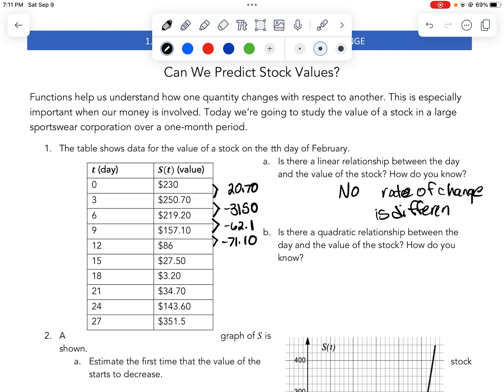So is it quadratic? Well, let's see. We talked a little bit about how we can look at those second differences. So this is going down $52.20. This is going down $30.06, and then it goes down $9. So I'm going to say no, it's not, because that difference isn't the same. The second difference is not the same.